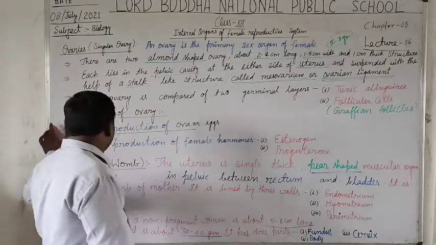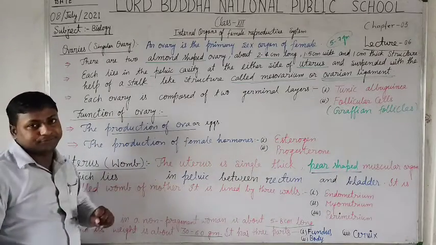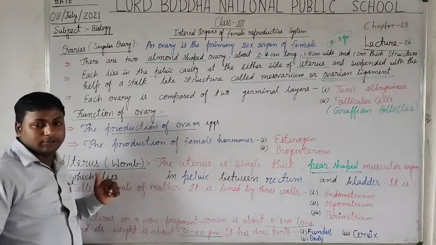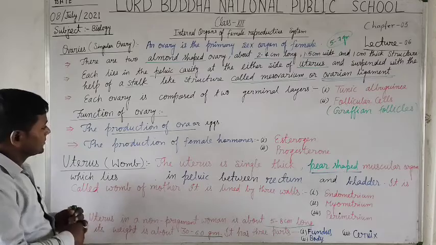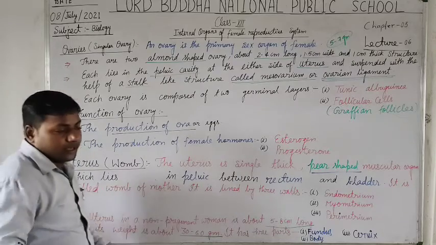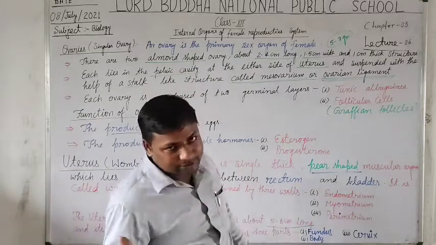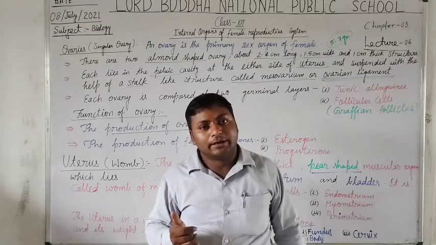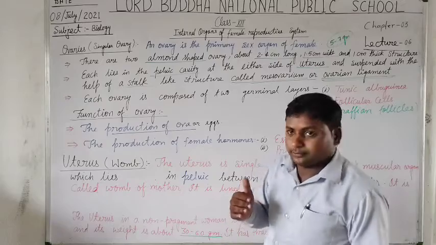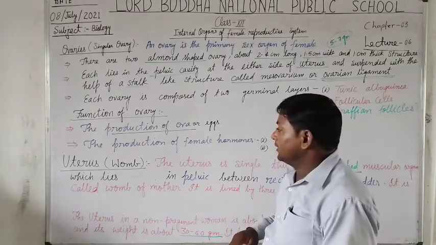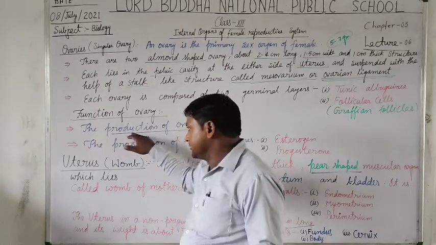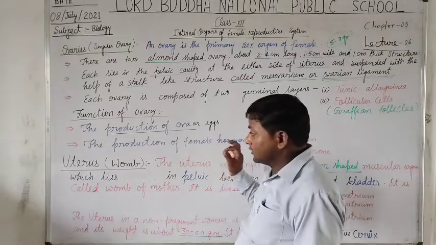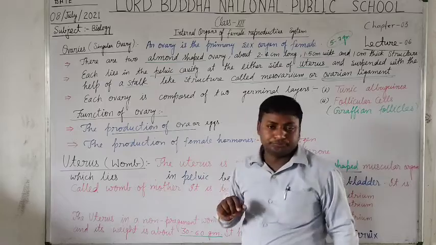Now, what is the function of the ovary? This is more important to know. As we studied, the main function of the testis is the production of the male gamete, sperm. Likewise here, the main function of the ovary is the production of ova or egg cells; its singular is ovum.